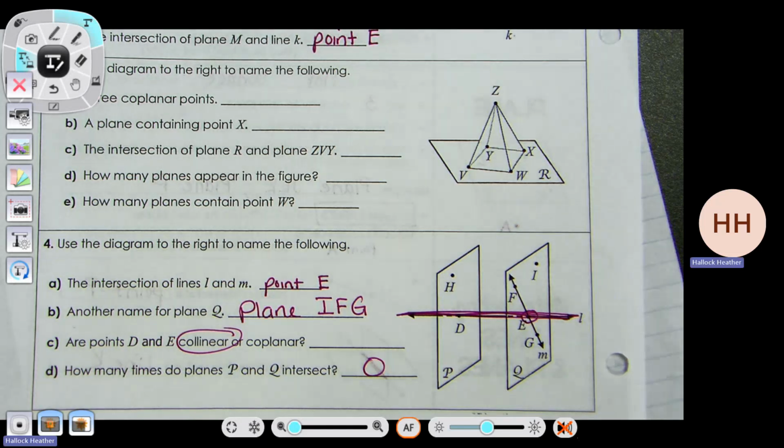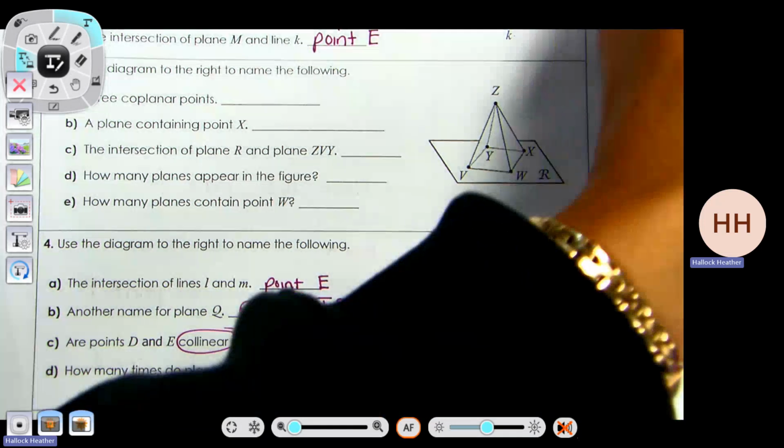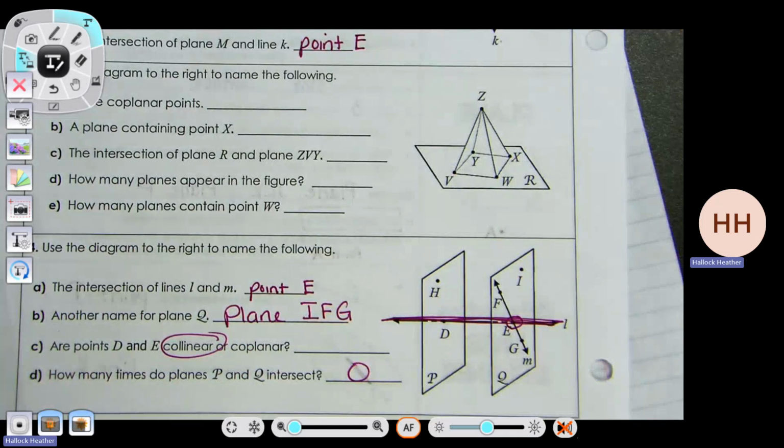No, 5. There's 5 flat surfaces because you have the base, which represents 1, and then you have the 4 sides that also represent individual planes. Now, the pyramid is sitting on the table. So does it technically have a base anymore? No, the base and the table are basically the same plane. So whenever you get to the plane questions, make sure you think about that idea.